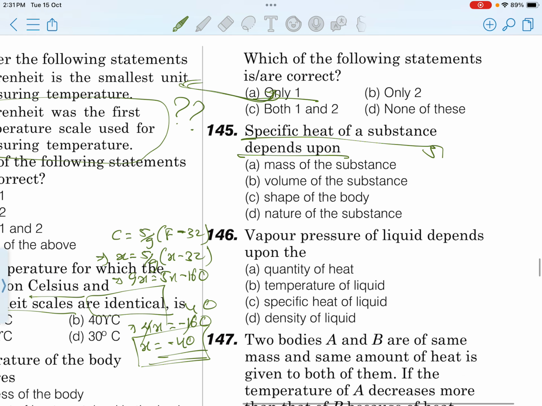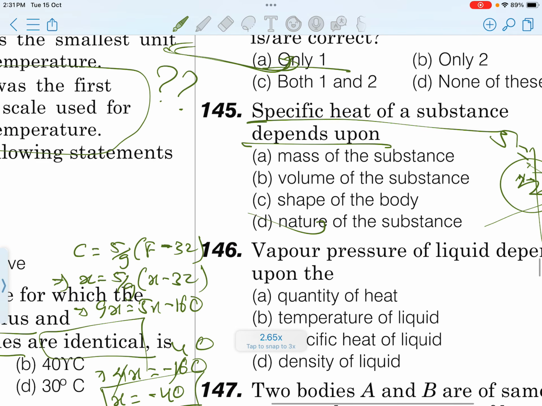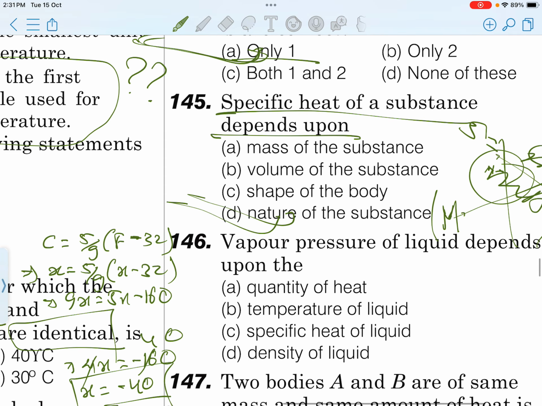Specific heat of a substance depends on... we already discussed it. It neither depends upon heat nor upon any other things. It just depends upon the nature of the substance, which we call material. We already did that. Vapour pressure, no, don't do this.